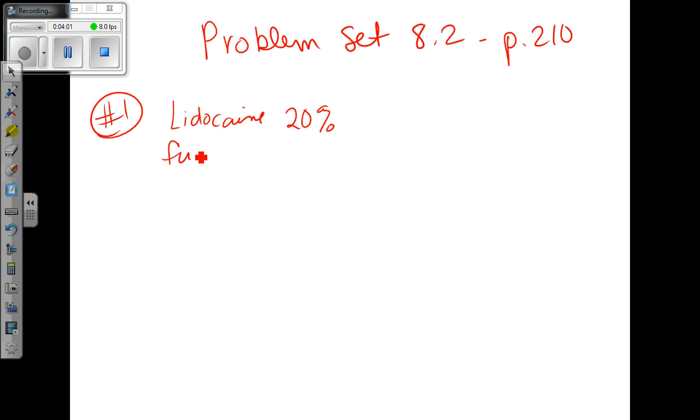20%, and you have your furosemide, 10 milligrams per milliliter. Remember, when it says per, it just means 1 milliliter. And then you're going to make 2 500 milliliter bags. What you want to do first is the first ratio. You're going to do lidocaine first, and then we'll do a ratio proportion for the furosemide.